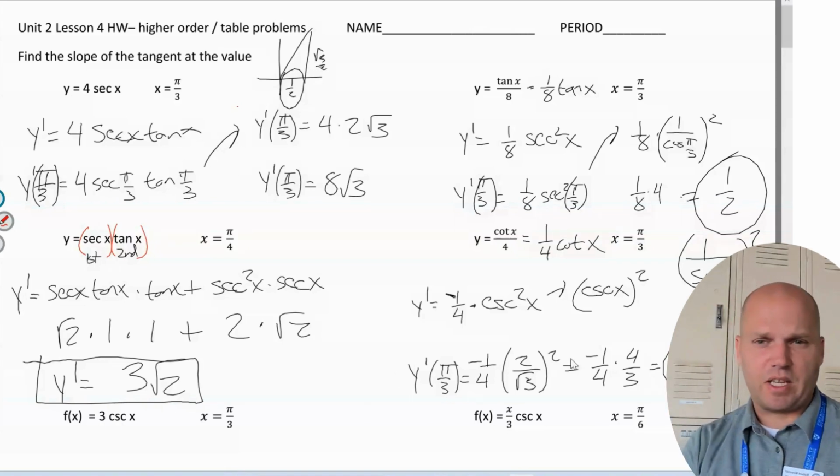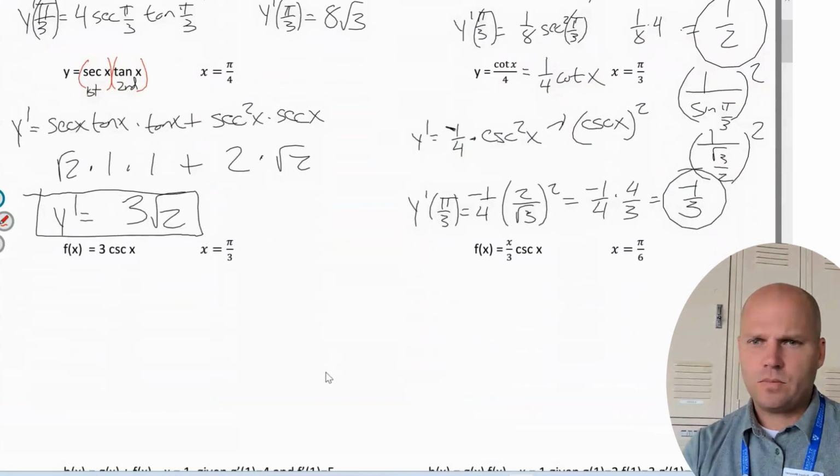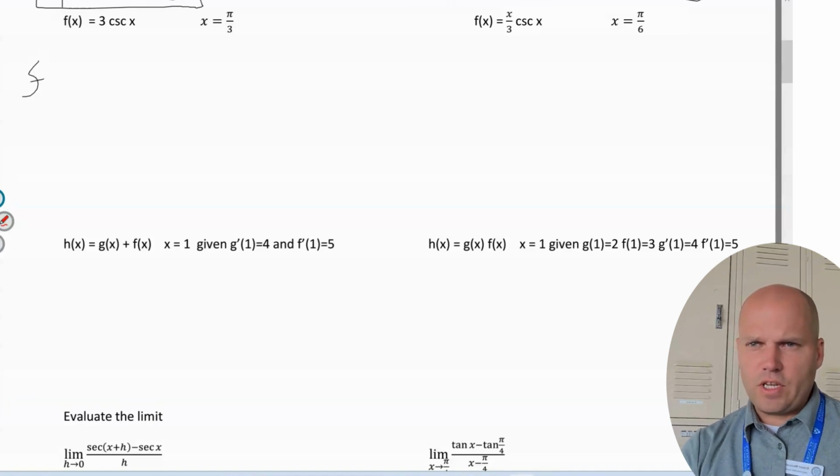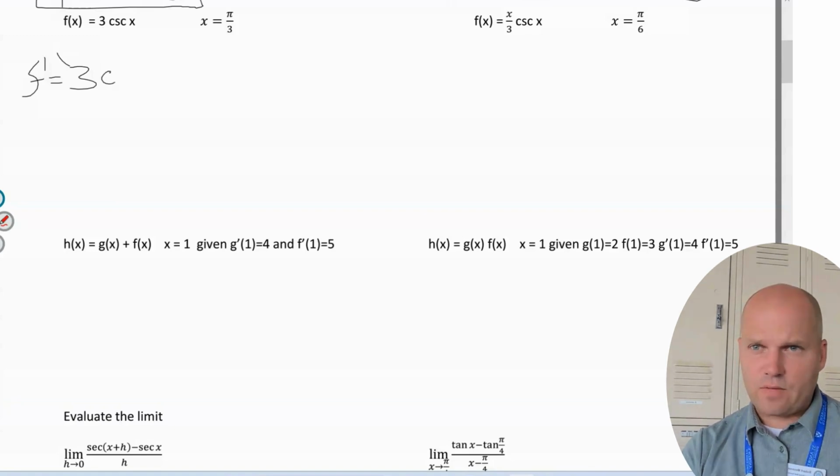Sorry if you don't have that much space, but these are good problems. They're simple. There's a lot of practice of trigonometry. Good ones. The 3 is not bothering anybody. Leave it. Slopes of cosecant are negative cosecant cotangent.